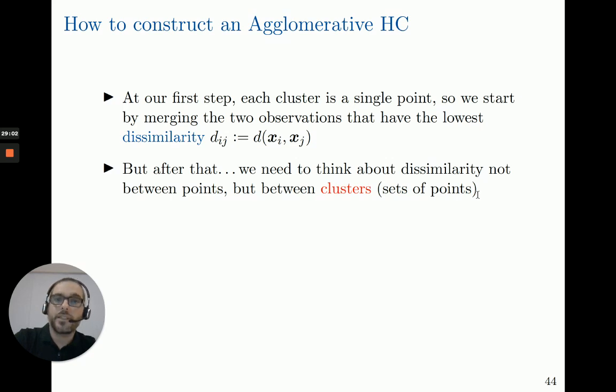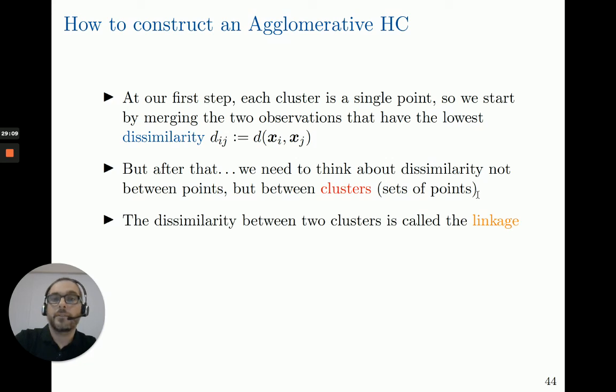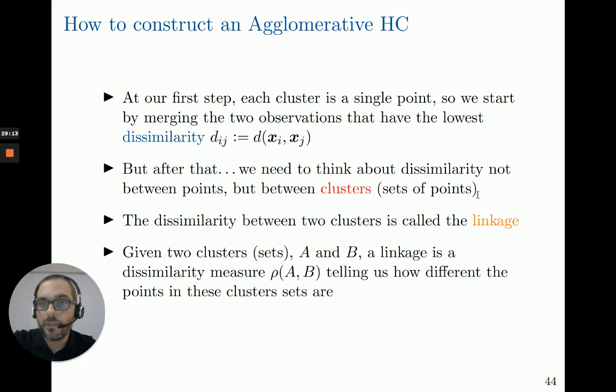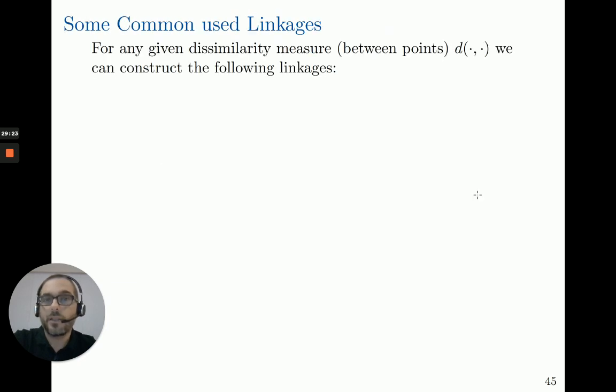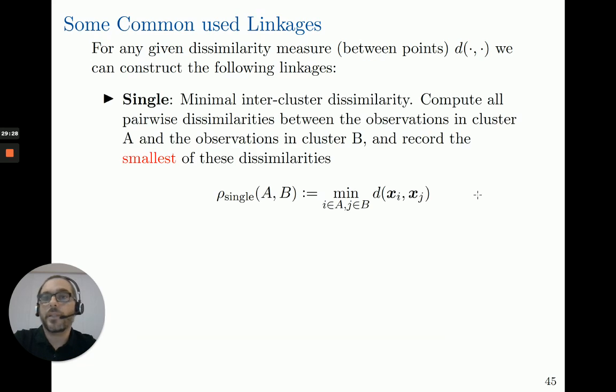After that, we need to think about the similarity not between points, but between clusters, the set of points. The dissimilarity between 2 clusters is called the linkage. So given 2 cluster sets A and B, a linkage is the similarity measure, rho of A and B, how different the points in these clusters are. For a given similarity measure D, we can construct the linkages.